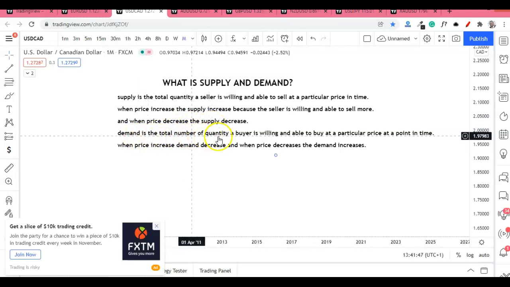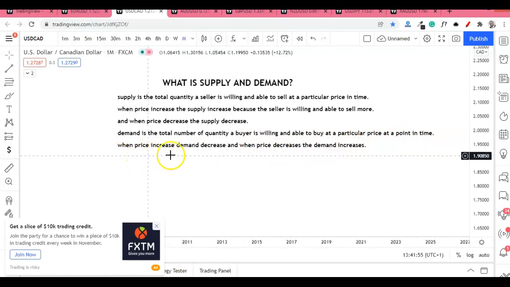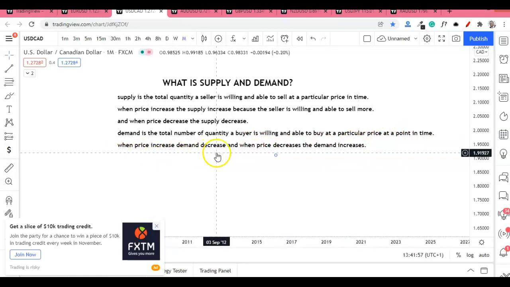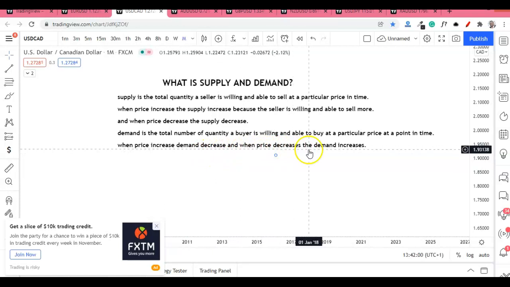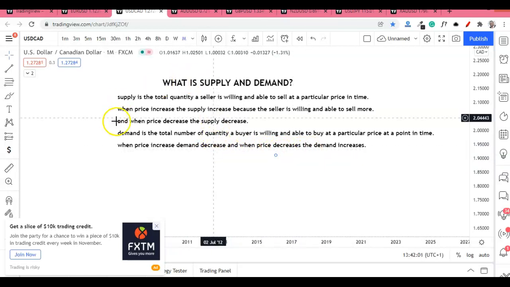Demand is the total quantity a buyer is willing and able to buy at a particular price at a point in time. When price increases, demand decreases, and when price decreases, demand increases. Now, how do we relate this to the forex market? Because you are not in economics class.